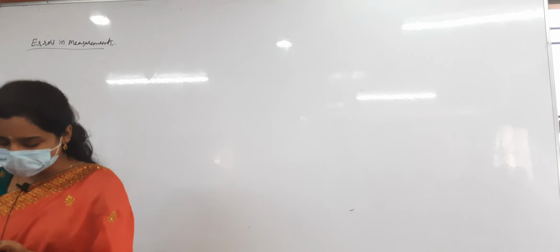Then the next problem. In that only you write the numbers. 227.2 grams. How many significant figures? 4 are there. All are significant only. Why? Because all are non-zero values there. Then 3600 grams.